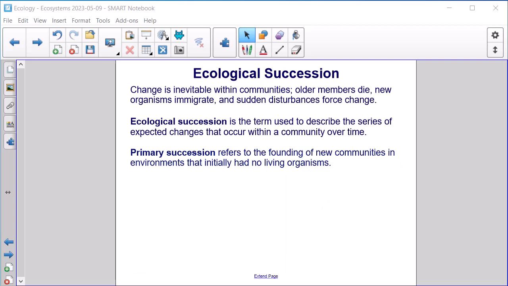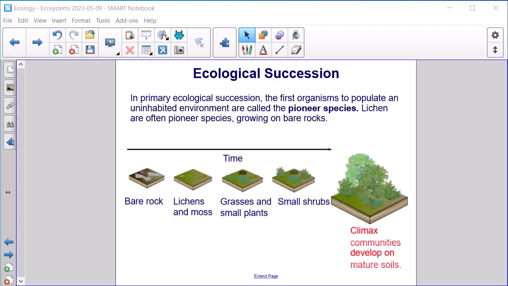Ecological succession. Change is inevitable within communities. Older members die, new organisms immigrate, and sudden disturbances force change. Ecological succession is the term used to describe the series of expected changes that occur within a community over time. Primary succession refers to the founding of new communities in environments that initially had no living organisms. In primary ecological succession, the first organisms to populate an uninhabited environment are called the pioneer species.